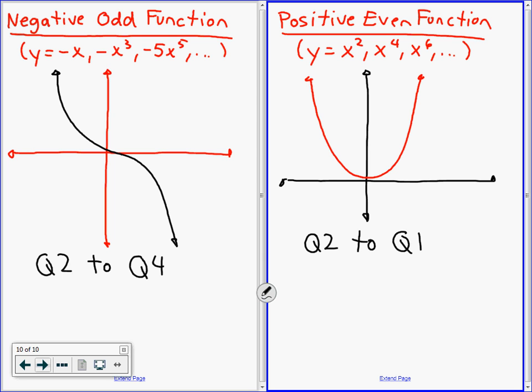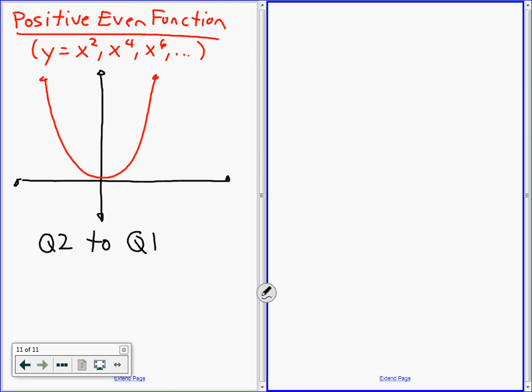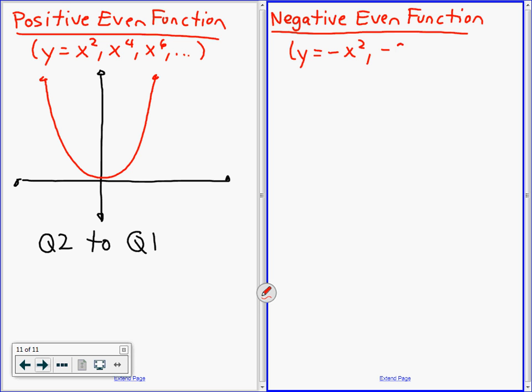Here we go. The last one's going to be a negative even function. So this has a negative coefficient and an even exponent. So it's going to be y equals negative x squared, y equals negative 0.3 x to the 4th, or y equals negative 5 x to the 20th. All of those count because they're all negative coefficients, right? And they all have even exponents. All right, Regan, I'm going to draw this on the board, and you're going to tell me what quadrant it goes from, please.